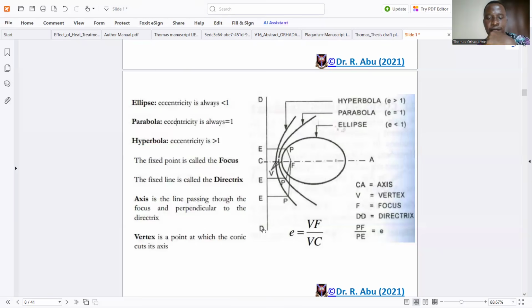The fixed line DD is called the directrix, while the axis, which is CA now, is called the axis. The point at which the conic cuts its axis is called the vertex. So knowing those basics: CA is the axis, V, where the conic section cuts the axis, is the vertex, F is the focus, DD is the directrix, and PF over PE is the eccentricity.